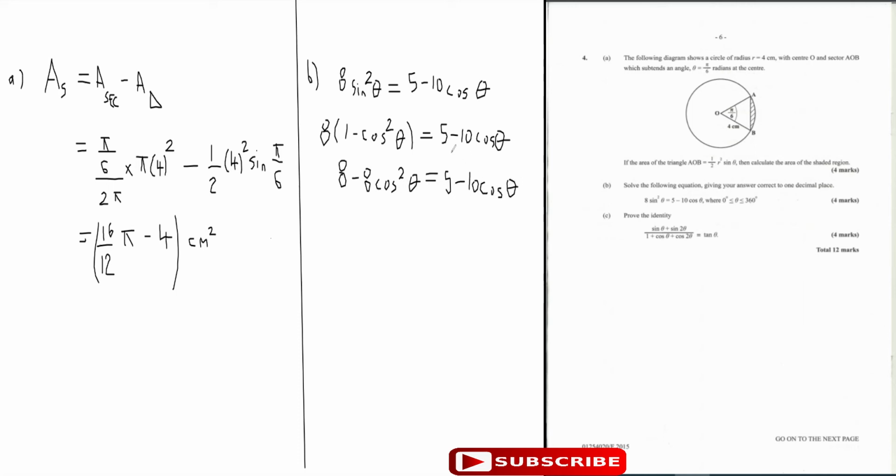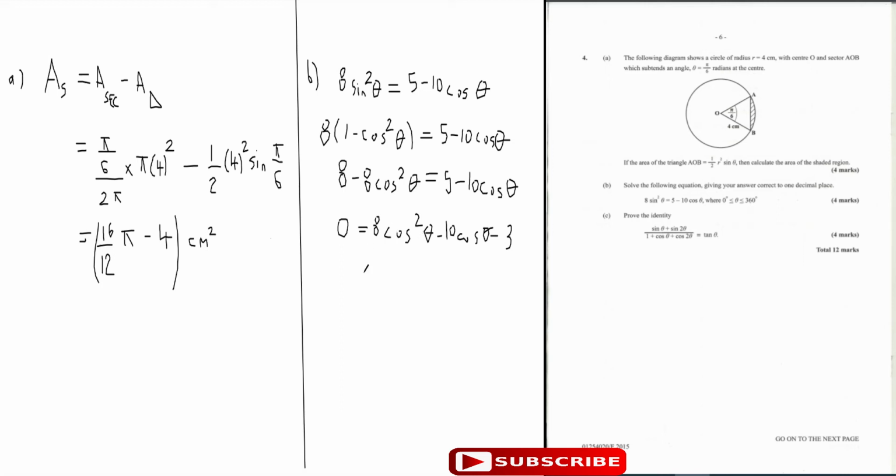So now we can bring over the minus 10 cos theta and, whatever you want to do, let's bring over the 8 cos squared over here. So we're going to say 0 is equal to 8 cos squared theta minus 10 cos theta. And when you bring over the 8, it becomes 5 minus 8, which is minus 3. So we have 8 cos squared theta minus 10 cos theta minus 3 equals 0.